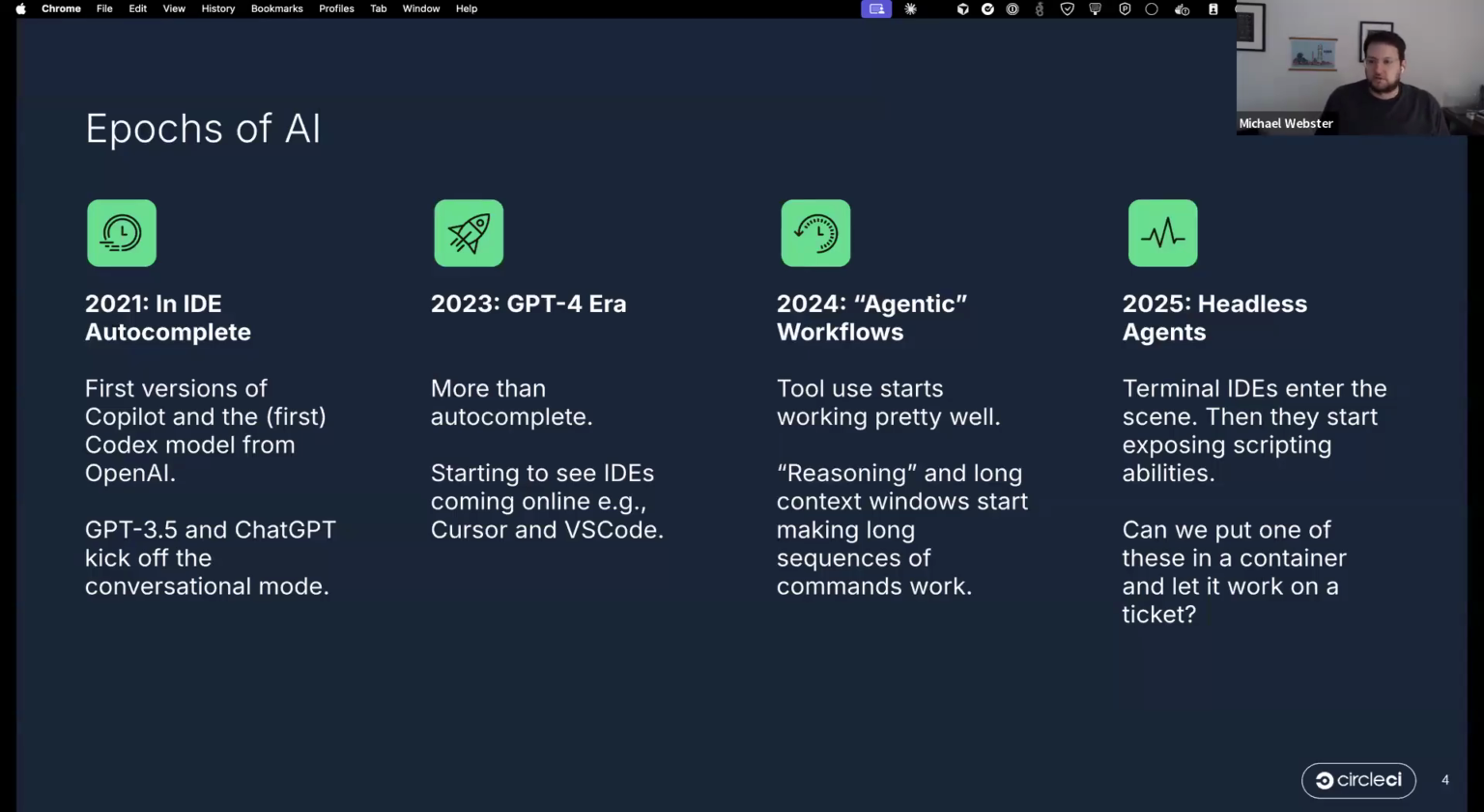And that leads us to today in 2025, where we're starting to see this idea of headless agents. Things like Codex CLI and the Claude Code CLI start to enter the scene. Folks immediately start saying, well, if it's a command I can run, not a GUI IDE, can I script it? And now we're at the point where folks are saying, well, let's take one of these CLIs, put it inside of a Docker container, or a VM, and run some commands with it. And with that, we're starting to see the introduction of more autonomous agents.